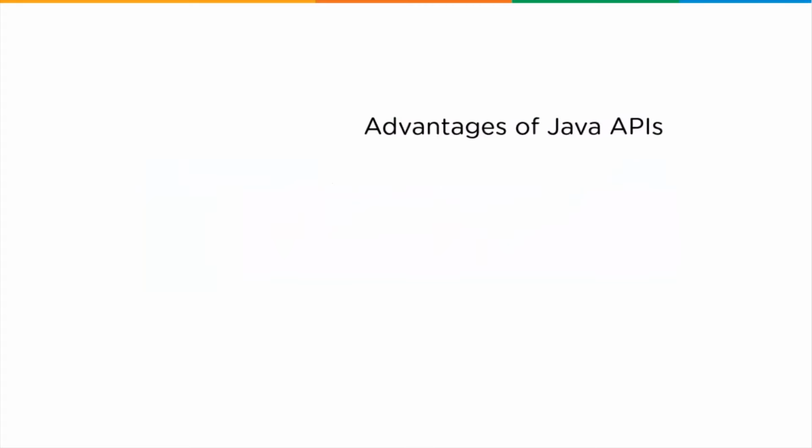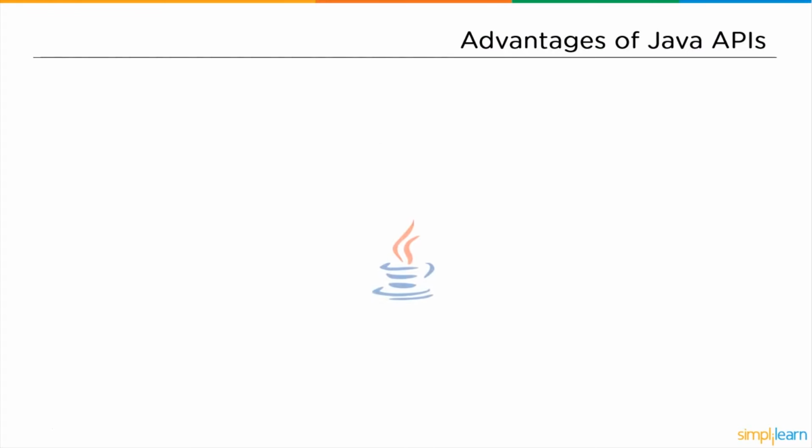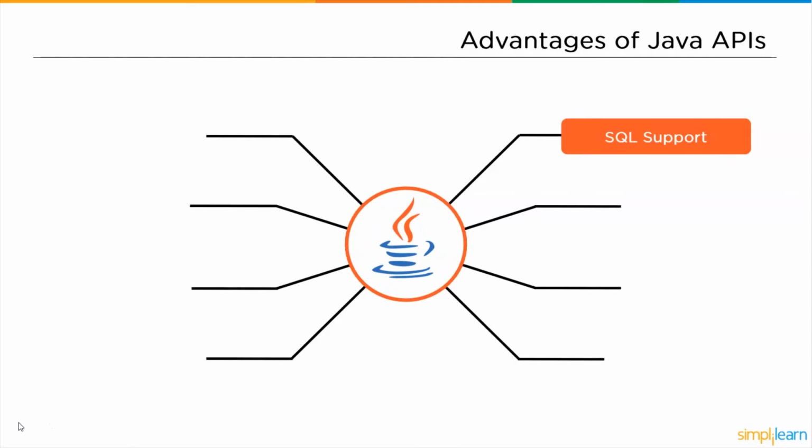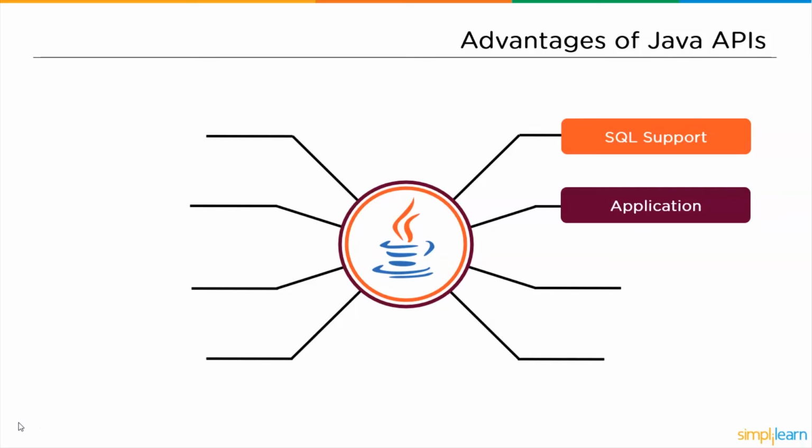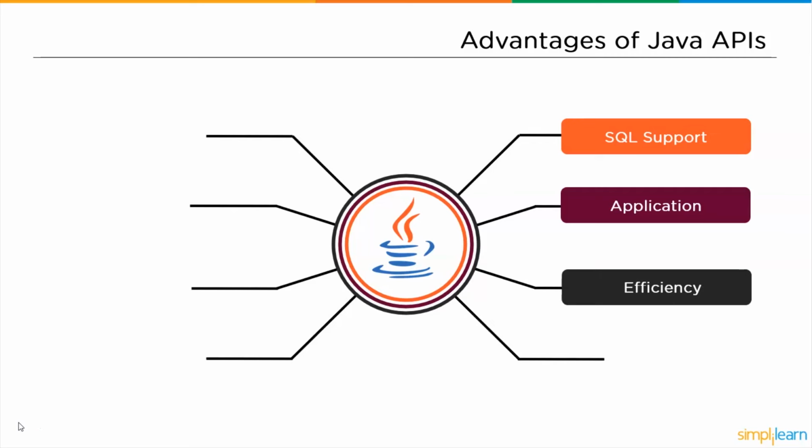Now, using Java's APIs will help you with multiple advantages. Now we will discuss the most important advantages of using Java's APIs. The first one, we have the extensive SQL support. APIs in Java enable a wide range of SQL support services in users' applications through a component-based interface. Next, we have applications. APIs in Java provide effortless access to all of an application's major software components and easily deliver services.